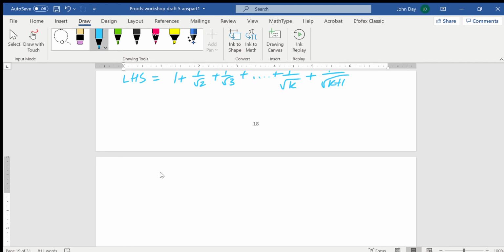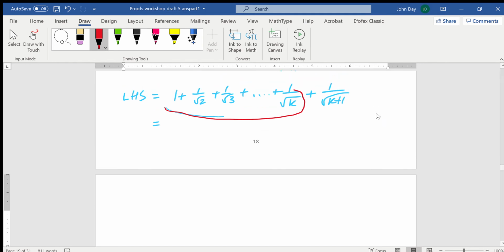Okay, and that's equal to, now we assumed this bit here, sorry, I'm just trying to get a different colour. We assume that this bit here, I'll move that up a little bit, was true for n equals k. So we can replace that with 2 root k plus 1 minus 1, that bit in the red, because we assume that was true. And we've got our 1 on root k plus 1.